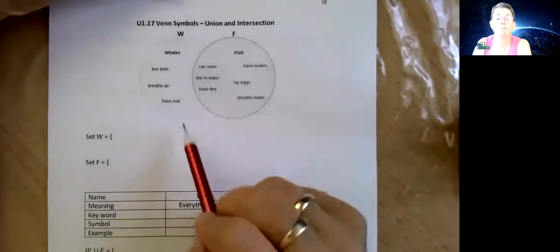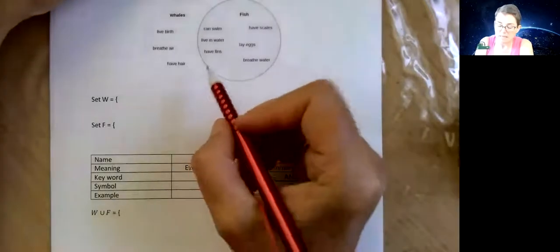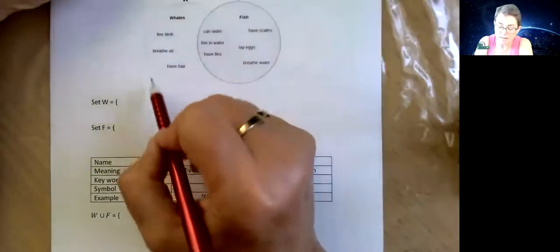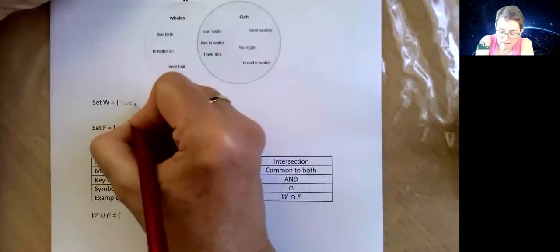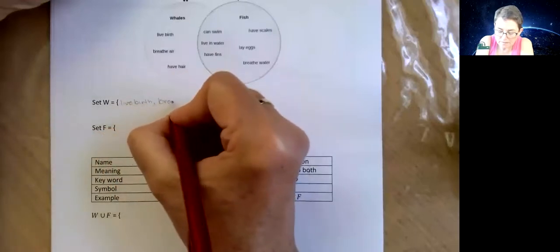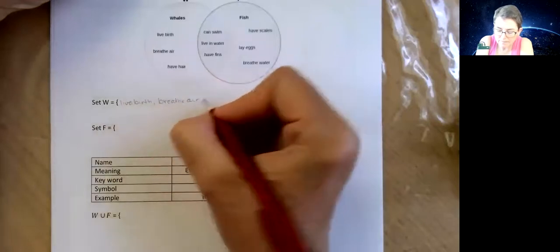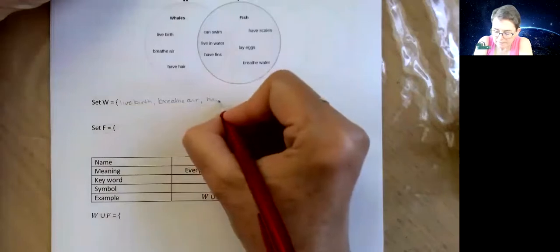So we have a diagram here, and this one is about whales, and this one's about fish, and then it says set W equals. Well, what that means is we are going to write out everything that is in the whale circle. So live birth, breathe air, have hair.